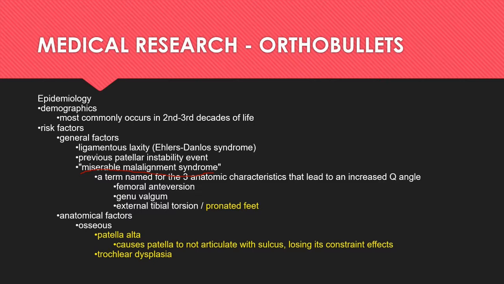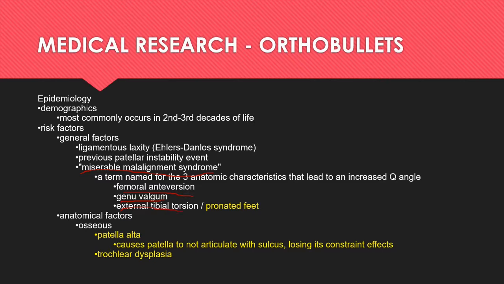So the 3 anatomic characteristics have to do with femoral anteversion, and we did not measure femoral anteversion in this particular examinee. Genu valgum, and we did not measure genu valgum in this particular examinee. In fact, the AMA guides do not require a measurement of the Q angle of the knee except in those cases that involve a knee replacement. And this examinee was not involved with a knee replacement.